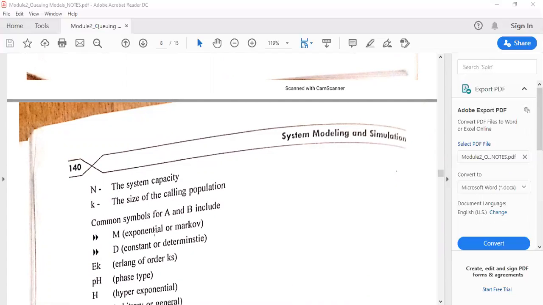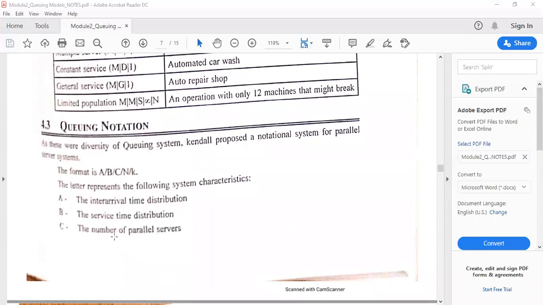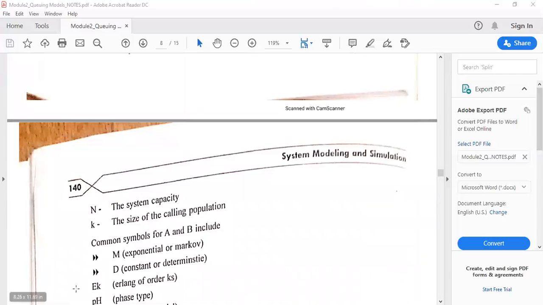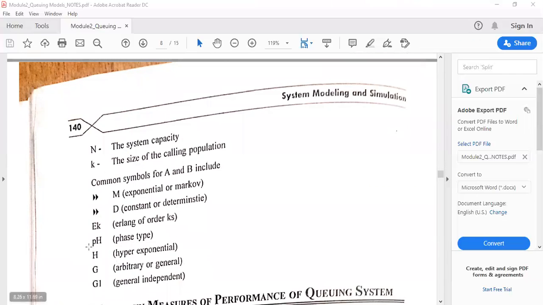And the common symbols for A and B include M, right? M is for the exponential or Markov distribution. Whenever you are using the exponential or Markov distribution, we write it as M, right? D is constant or deterministic type of system, right? Ek means it is an Erlang distribution of order k.